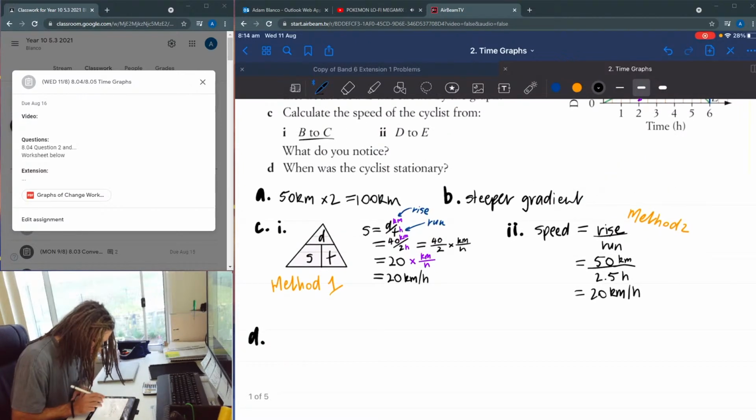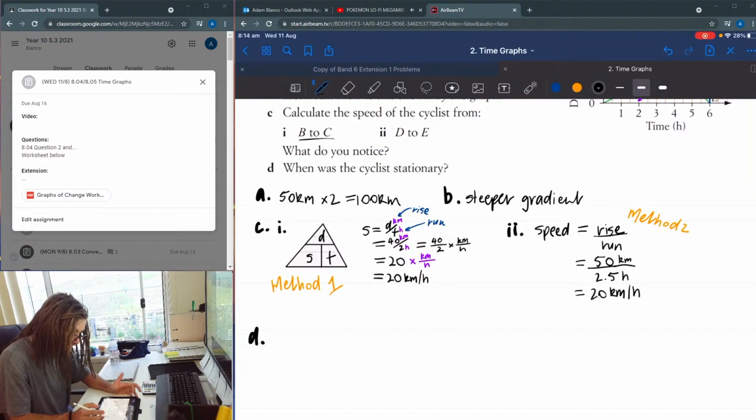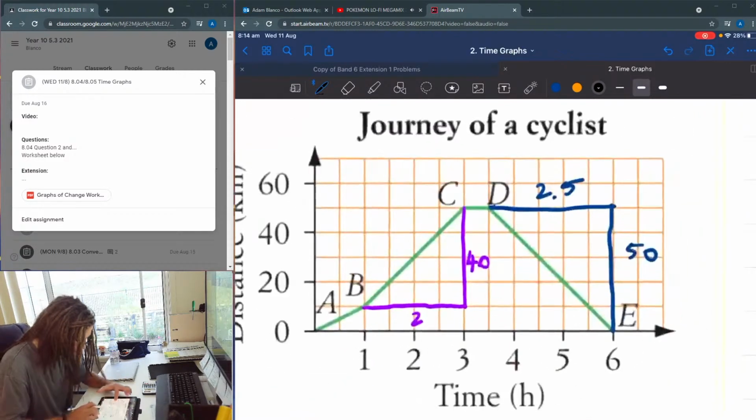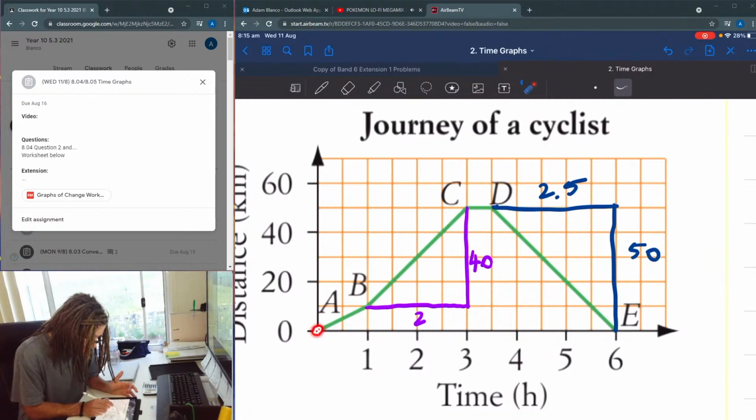D. When was the cyclist stationary? Okay, well, I can prove it to you using math, but it's pretty obvious when you just look at the graph. When are they stationary? Well, it's when they're not moving anywhere, or when their distance isn't changing. So the distance isn't changing between here and here. So that suggests that they're not moving away from their house.